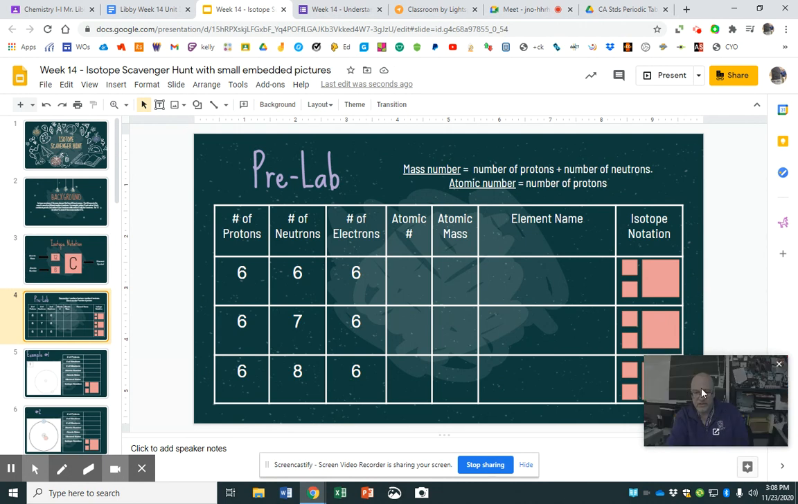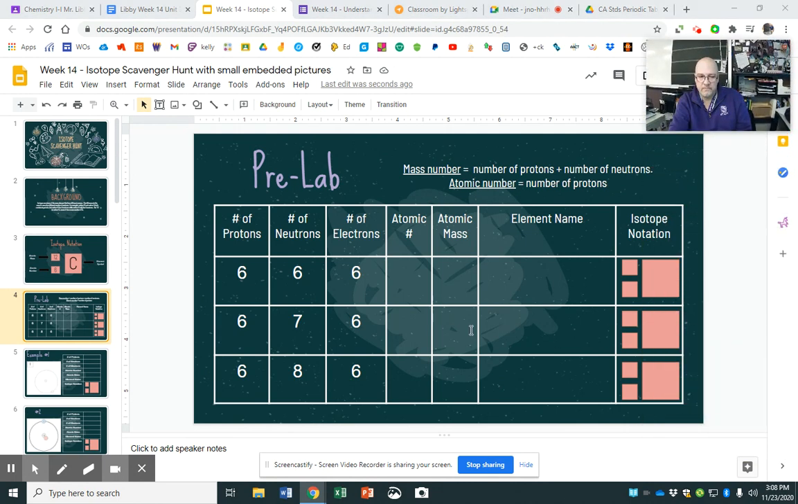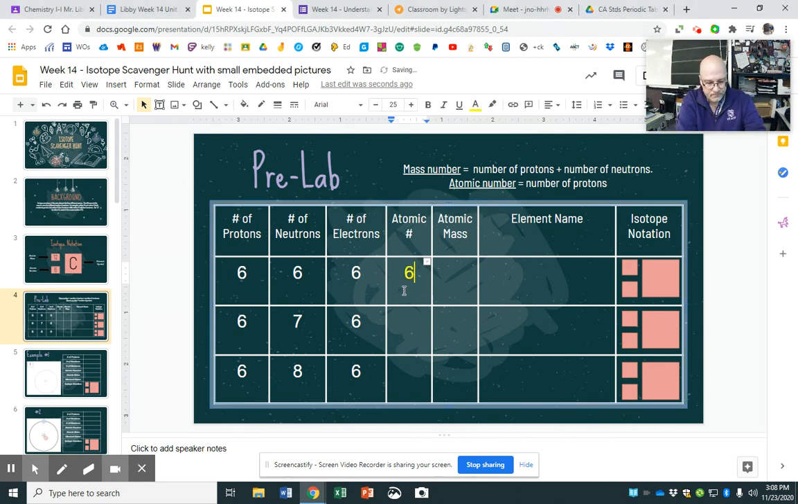So when you get here, we're going to do this. The atomic number is always the number of protons. So these are all 6 protons. So we're going to put 6's all the way down. The mass is protons plus neutrons, so this is going to be 6 and 6 is 12, 6 and 7 is 13, and 6 and 8 is 14.